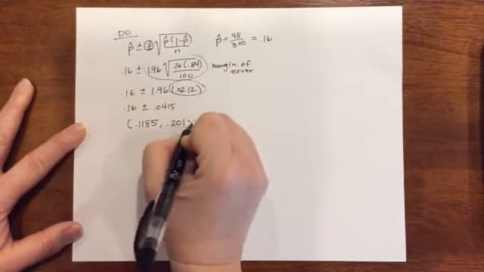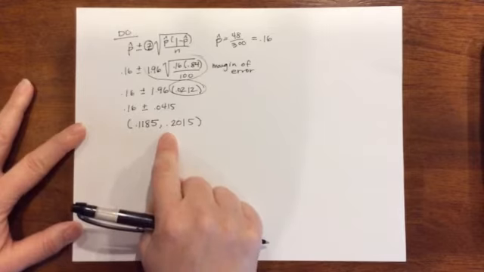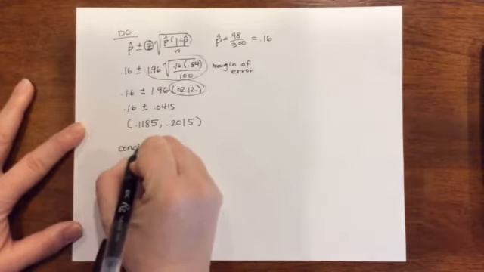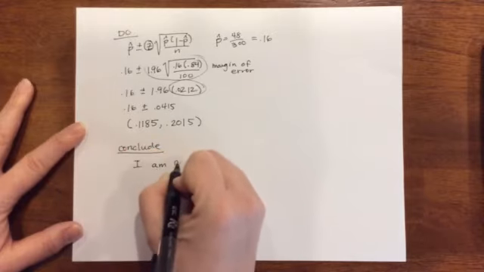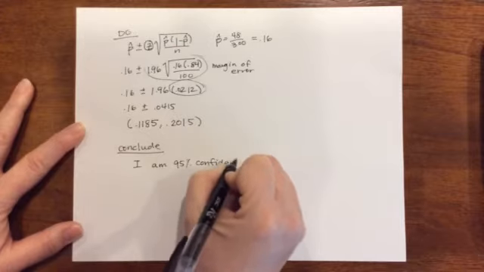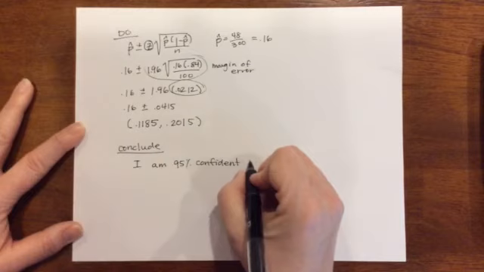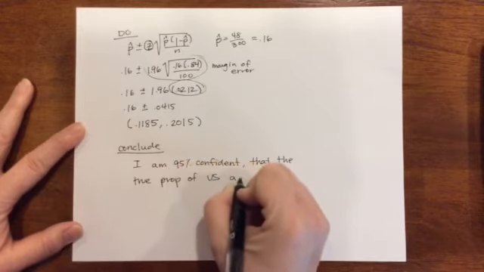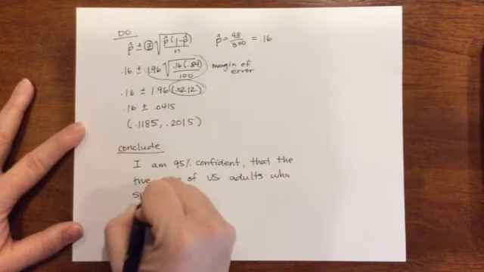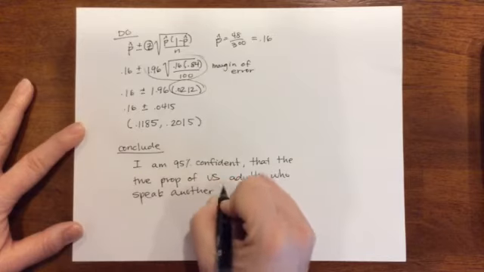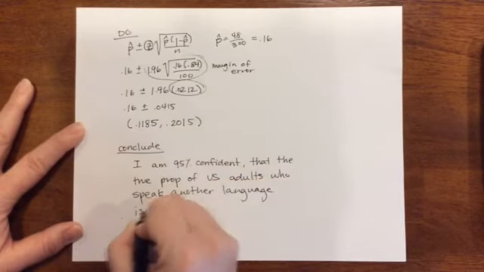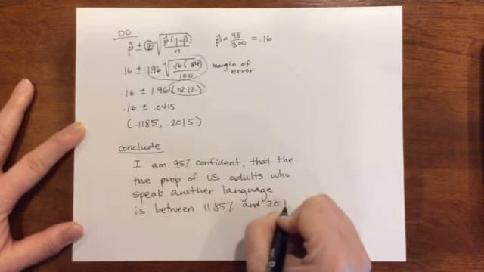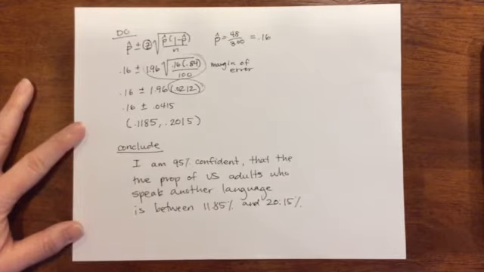11.85 to 20.15. All right, so what this means is I don't know the parameter, but I'm 95% confident it's somewhere in here. So I'm going to write that down, and that's called your conclusion. I am 95% confident, and we write that so the reader knows at what level you tested it at. So I am 95% confident that the true proportion of U.S. adults who speak another language is between 11.85% and 20.15%. Okay? And then all of those parts make up your confidence interval.